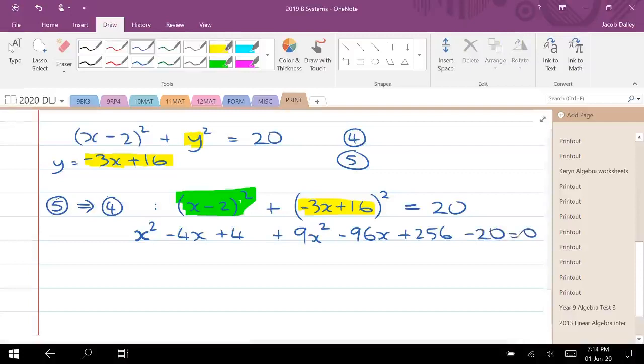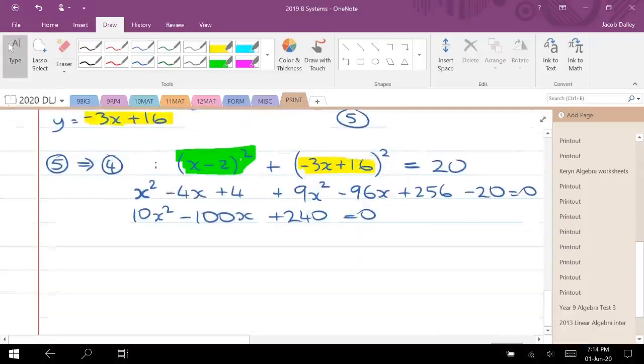Alright, now we are going to collect our like terms. So we've got x squared and 9x squared will give us 10x squared. And we've got -4x and -96x gives us -100x. And then we've got 4 and 256 makes 260 minus 20 gives us 240 equals 0.